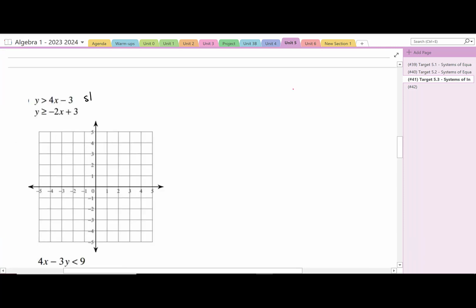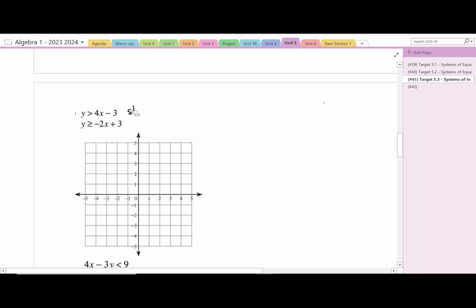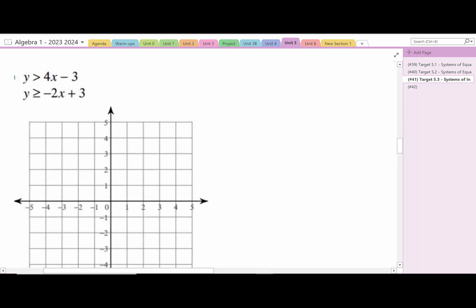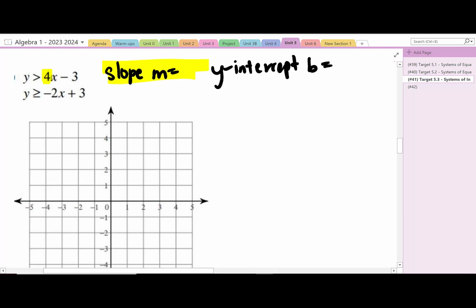Okay, now we're going to do an example problem. So first, identify slope in the y-intercept. Okay, slope is the number with x over 1. So slope is 4 over 1. Slope es el número con la x, entonces es 4 sobre 1. Cuando no hay número abajo, siempre es 1.